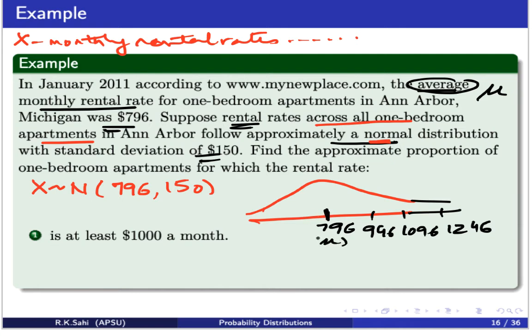That's your mean. Now let's go on the left. You subtract 150, you get 646. Subtract another 150, you get 496. Another 150, and you get 346.